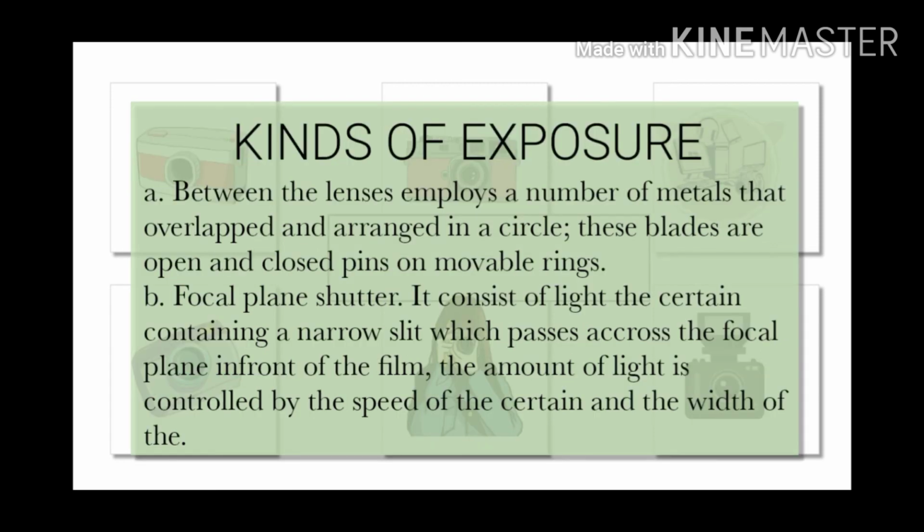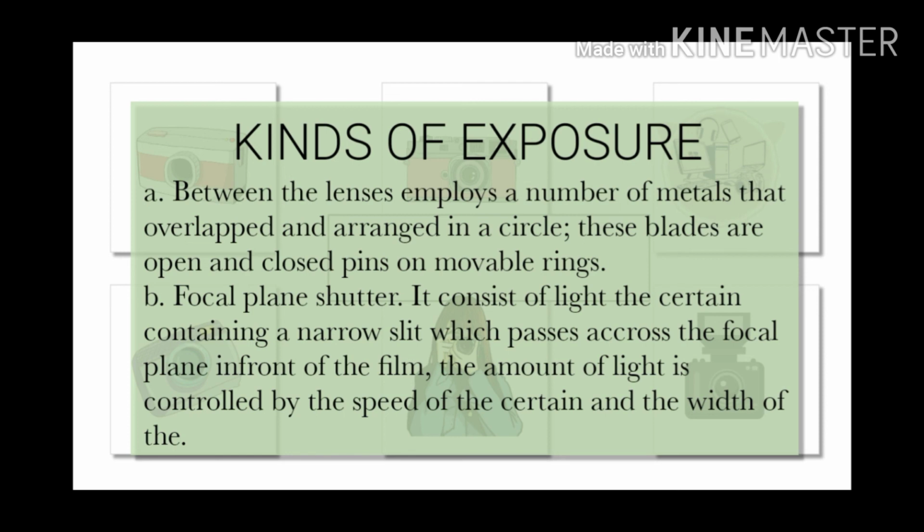Kinds of shutter. Between the lens shutter employs a number of metal plates that overlap and are arranged in a circle. These plates are opened and closed by pins and movable rings. So itong letter A, parang yung sa may camera, yung mga click niya, yun yung letter A. So, letter B, focal plane shutter.